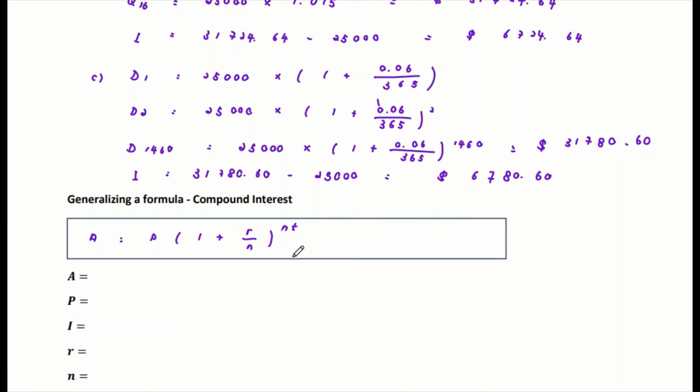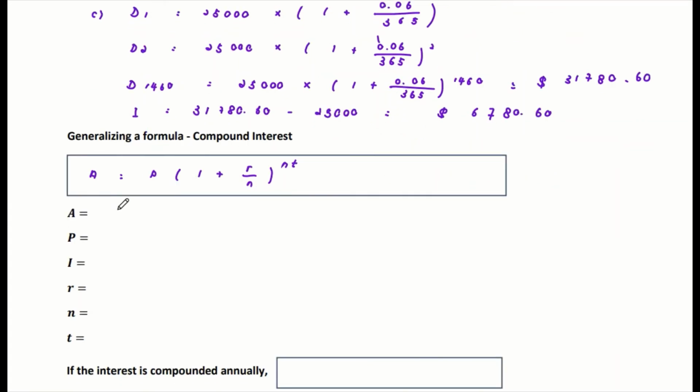Okay, so now let's try to write down the thing here. So the A here is the total amount of money. So always remember that this amount of money we are talking about is the principal plus the interest. Then the P here is the principal. And then I is the interest.